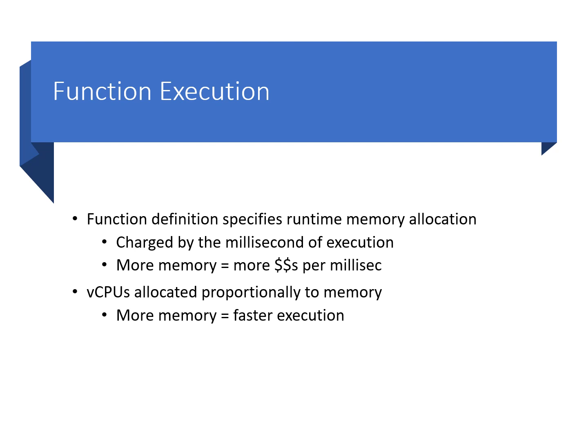Lambda functions are charged for each millisecond of execution. The cost per millisecond grows with the amount of memory allocated to the runtime environment. So you choose more memory, you pay more.